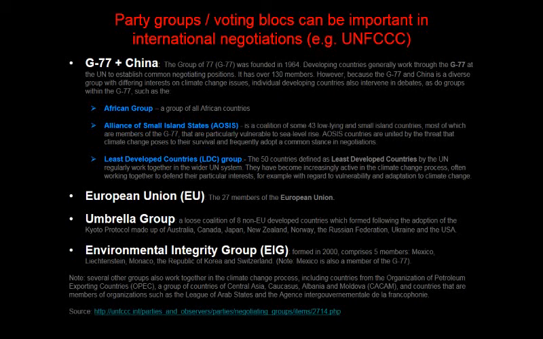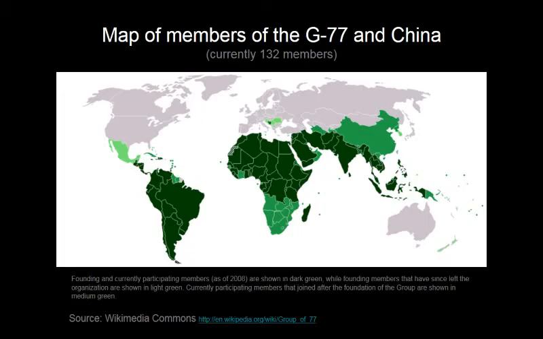And then the least developed countries, or LDC group. So this is the 50 countries that are essentially the poorest, and they often get special assistance in treaty negotiations. The EU, 27 members, the Umbrella Group, a loose coalition, the Environmental Integrity Group. So you get the idea? So voting blocks can be really important. So yeah, here's the G77 in terms of the geographic spread.